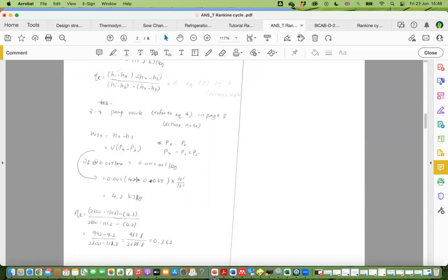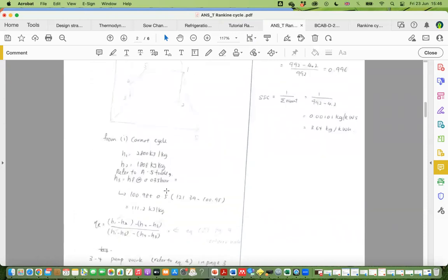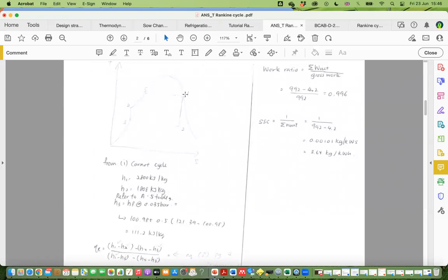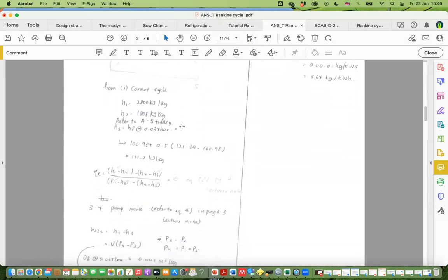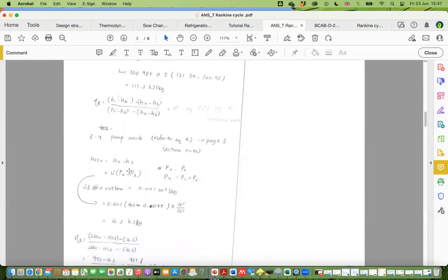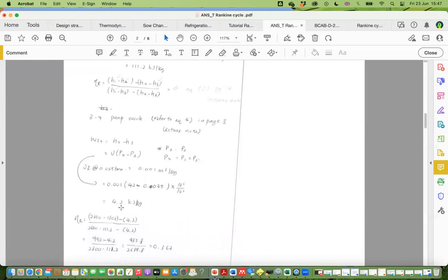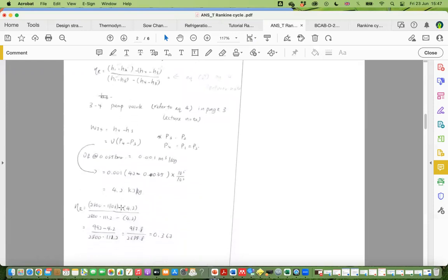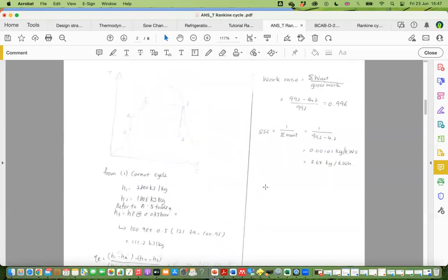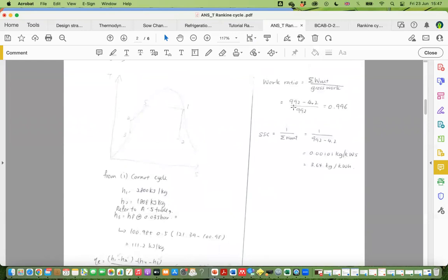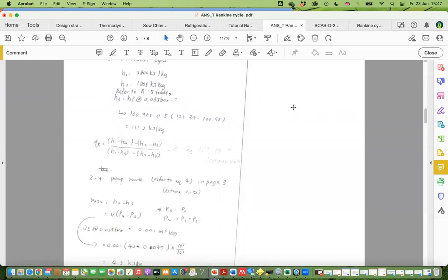Because you know the pressure P4, you know the pressure P3, right? So the P4 is the same as P5, same as P1, which is 42 bar. P3 equals P2 equals 35 kilopascal. Okay, and then you plug in there, you can get your feed pump work. And for the others, you can get all the values quite fast, and therefore you can get the efficiency. So for the work ratio, the net work is Q in minus Q out.